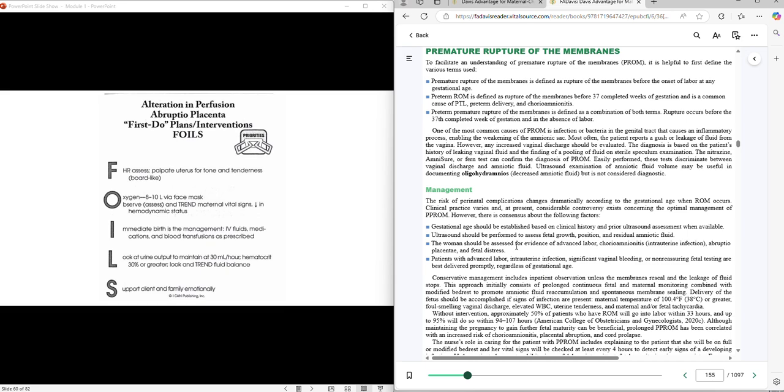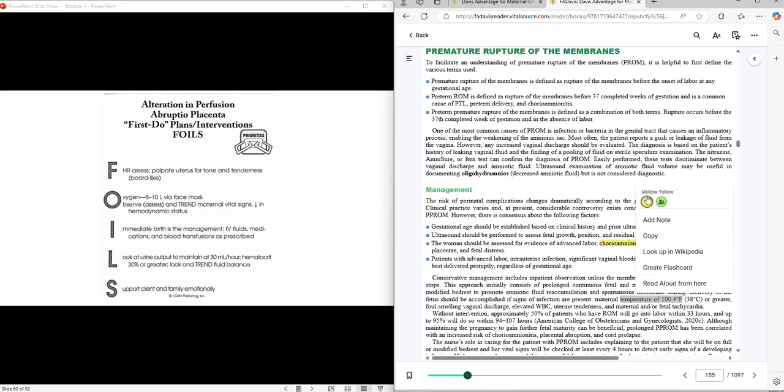Of course, the mama can get sick. Evidence for that is labor, chorioamnionitis. This is an intrauterine infection. You're going to see a temperature increase with this. This is an infection of the uterine lining.